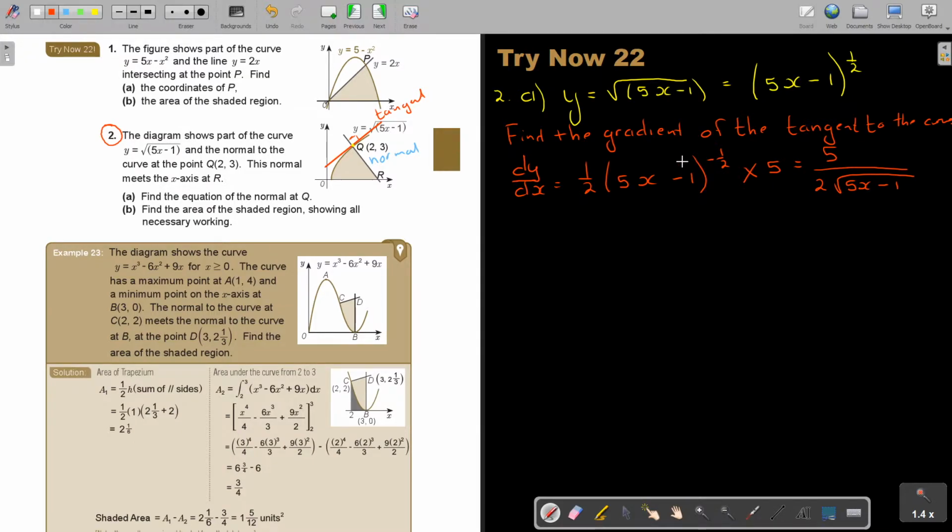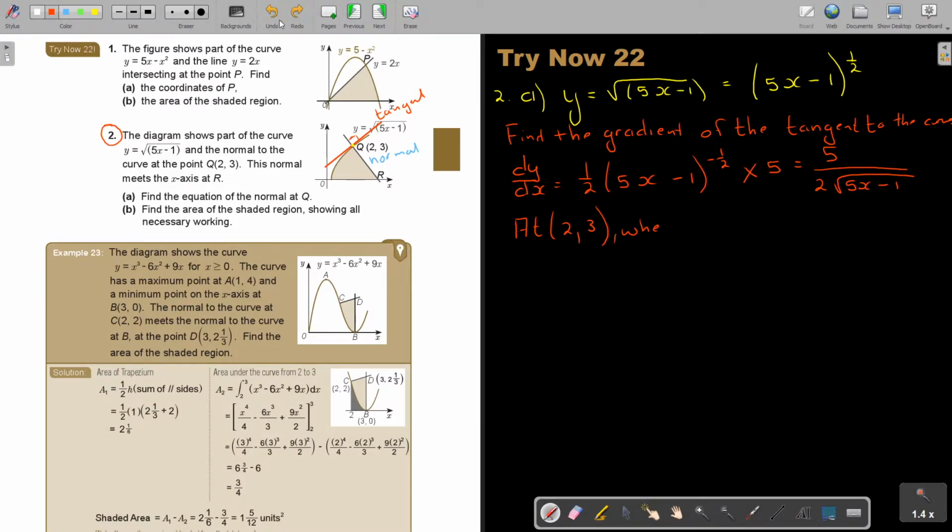Okay, now at the point, what will be the gradient? I'm going to substitute at the point. Okay, I prefer to even say when, because I'm only going to work with the x value.